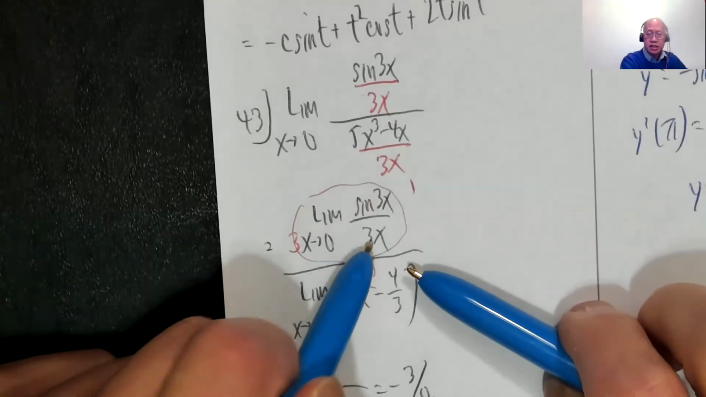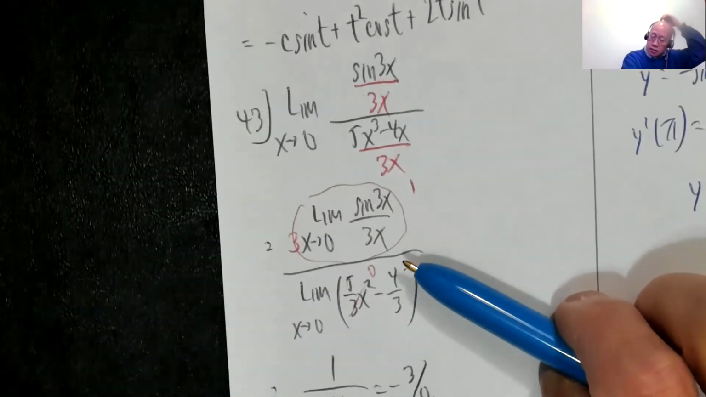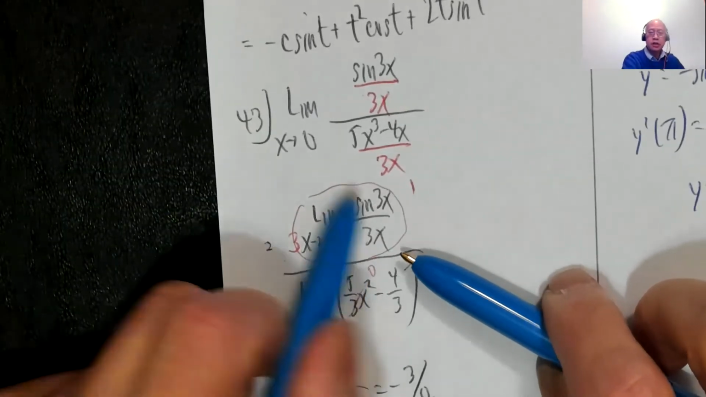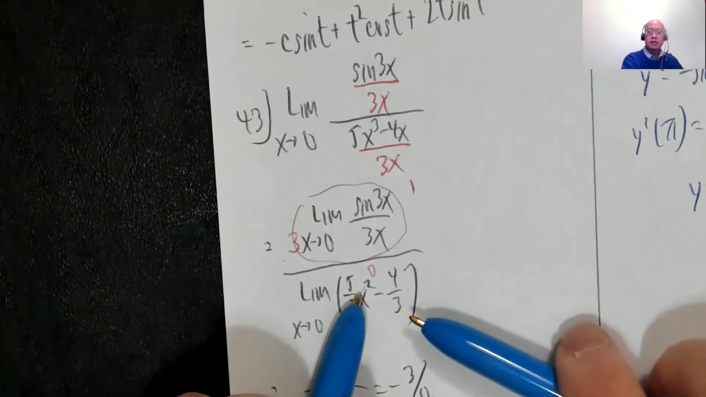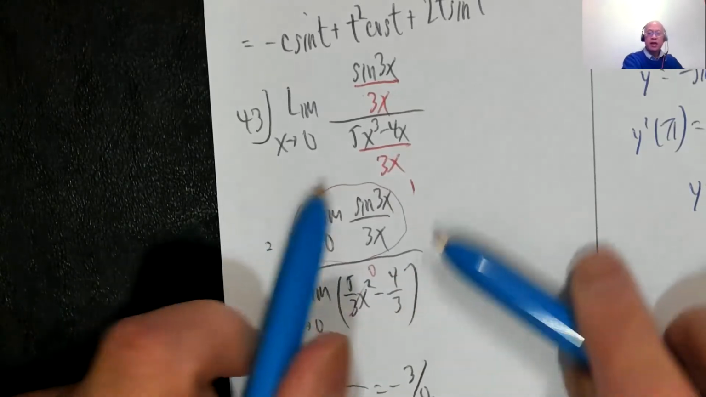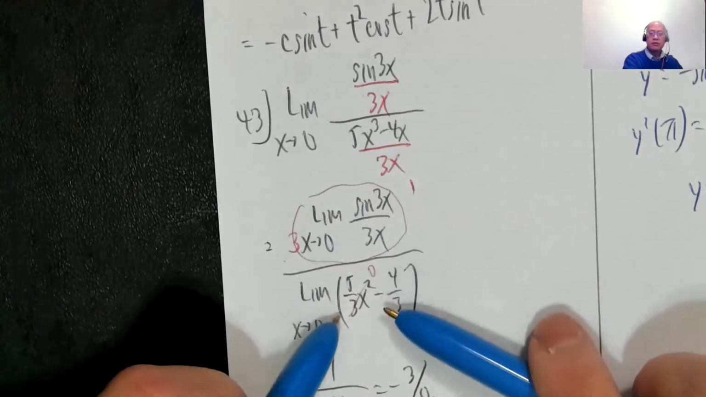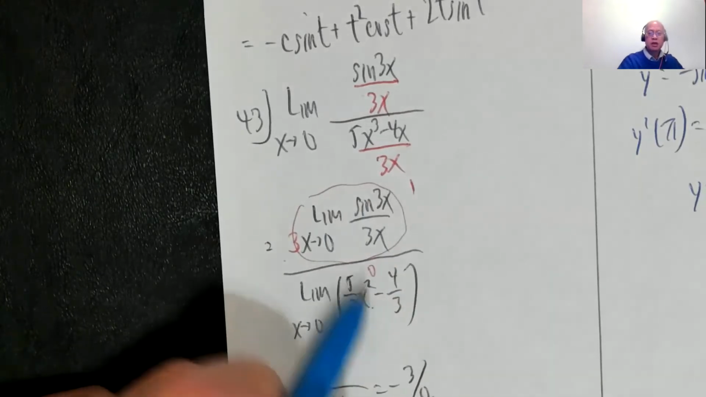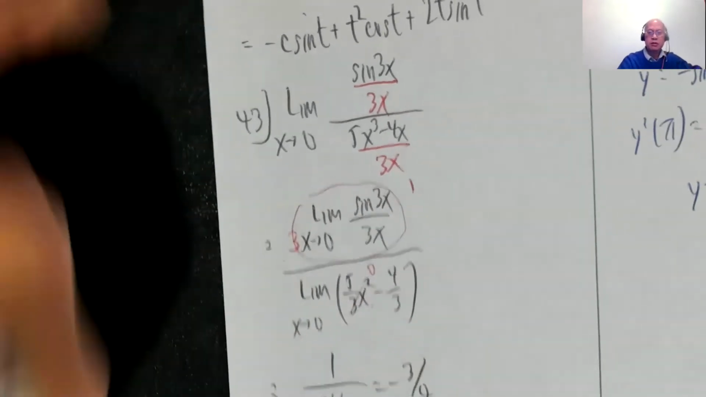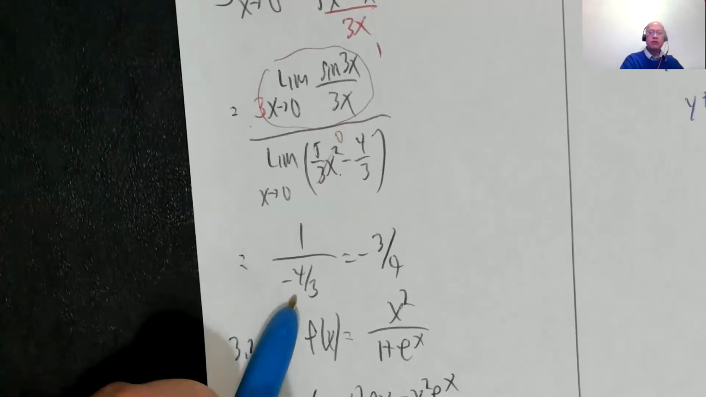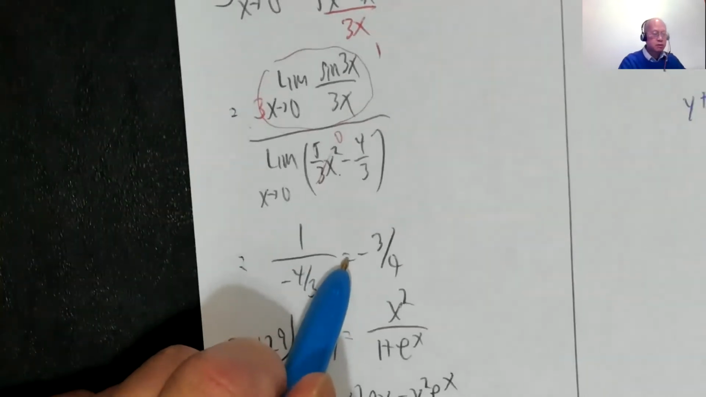So that angle matches that angle. This one can still be x. If x approaches 0, so does 3x. So this is all going to be 1. And this is going to be very easy. So if I divide here, I get 5x cubed over 3x is 5/3 x squared minus 4/3. So that approaches 1, that approaches 0. So I have 1 over negative 4/3, which is negative 3/4.